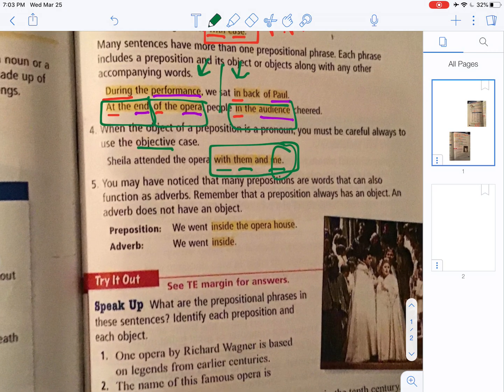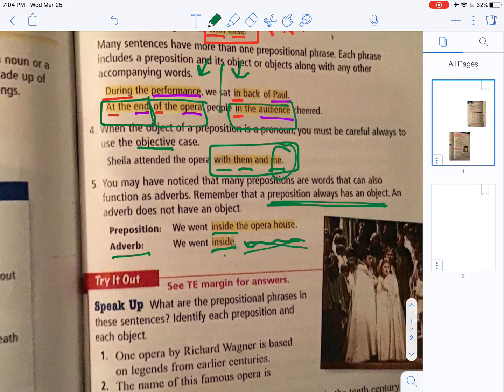Okay. Then you may have noticed that many prepositions are words that can also function as adverbs. Remember that a preposition always has an object. Very important to know. An adverb does not have an object. So if you look at these two sentences here, we went inside the opera house, we went inside. Inside in both cases, you would say, okay, well, these are both prepositions. However, in the second sentence, there's nothing after it. So because there's nothing after this, there can be no object. You can't have an object of a preposition, so it has to be an adverb.